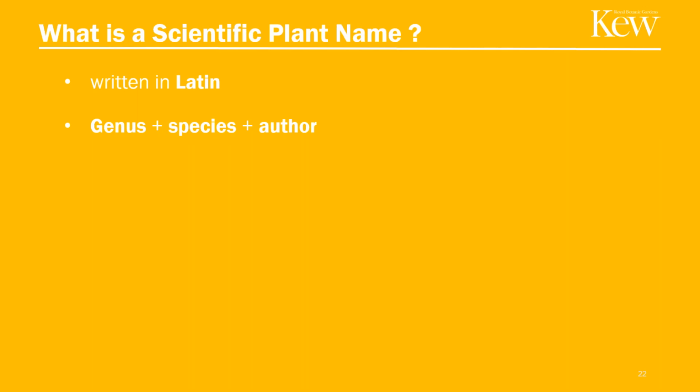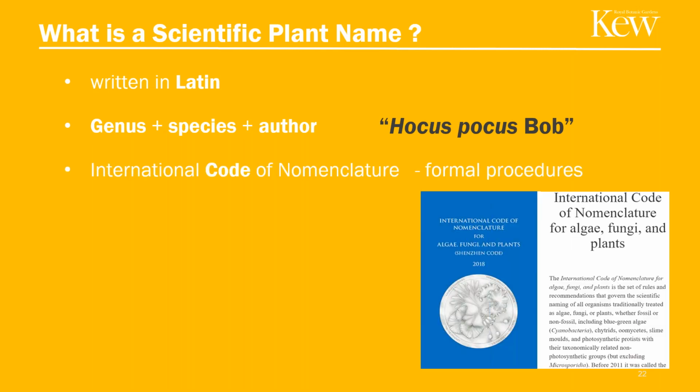And these names are written in Latin, yes. They consist of a genus and a species, and then the author of the publishing who publishes that name. But if that were the only definition, then Hocus Pocus Bob would also be a scientific plant name, and I can assure you it isn't. So there is a code of nomenclature. It's hundreds of pages long, really quite legalistic and detailed, and is reviewed on a 6-yearly basis by experts.